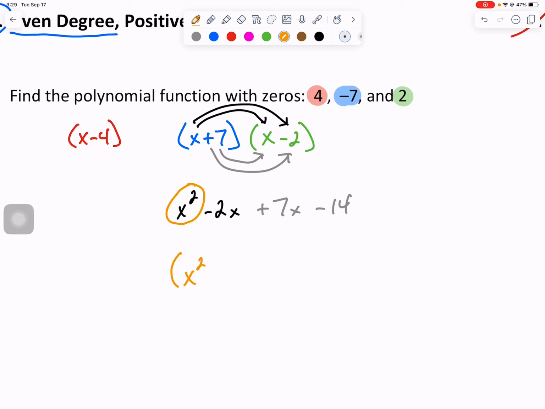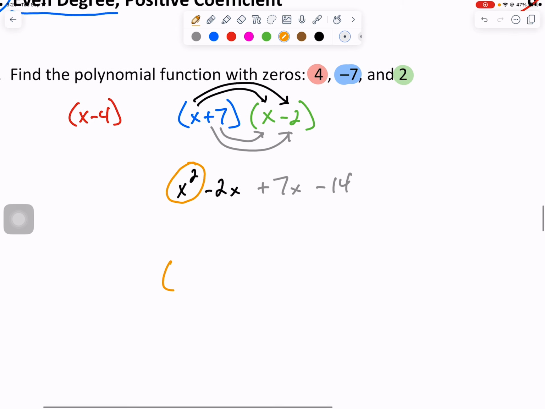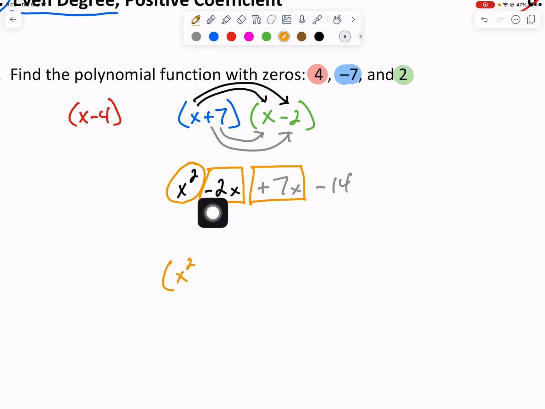All right, I'm actually going to open a parenthesis. Write that just a hair lower, okay? Our negative 2x, can we combine it with anything? We certainly can. They share the same variable. Negative 2 plus 7 gives us a positive 5. Don't forget your x. And our negative 14, we can't combine it with anything. Let's go ahead and bring it down.